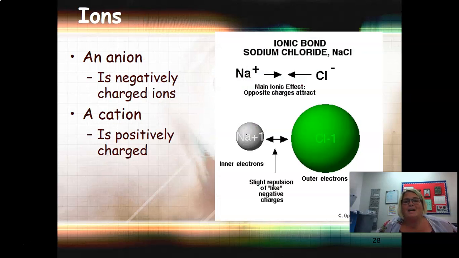So we know an anion is a negatively charged ion. A cation is positively charged. So if you look at Na+, which tells us it's the cation, and then you have your chloride, which is your negative ion. So what do we know about opposites, positive and negative? They attract. The slight repulsion of like negative charges happens. So what does that mean?